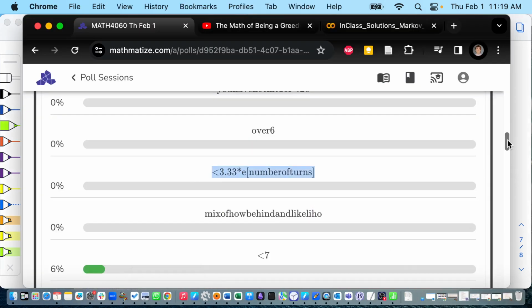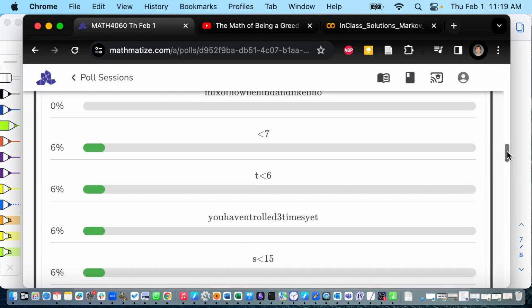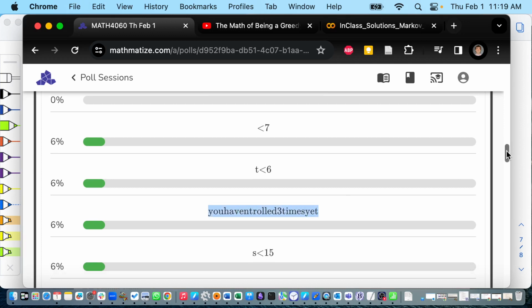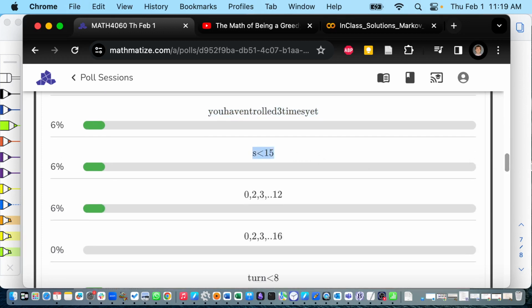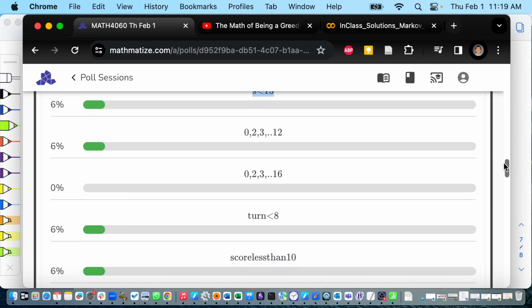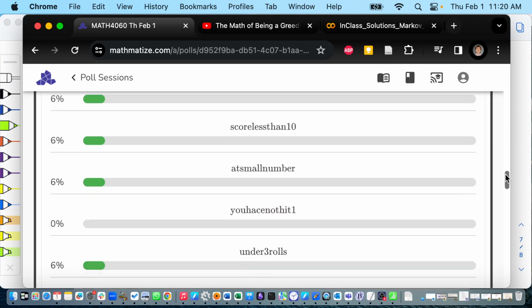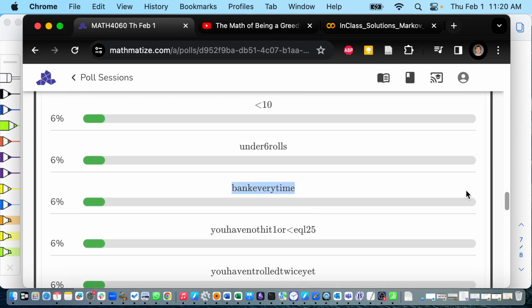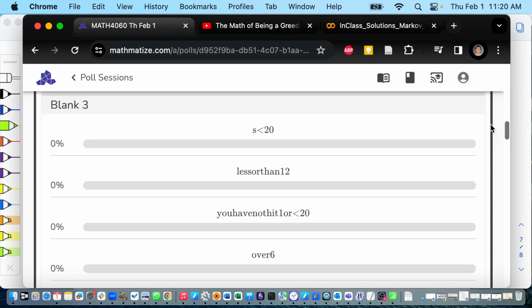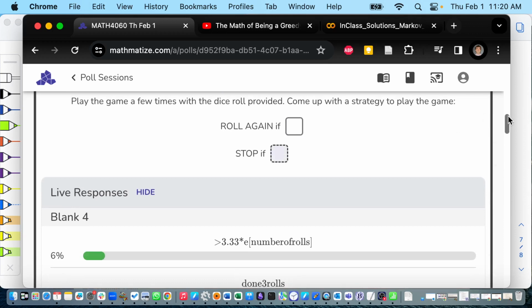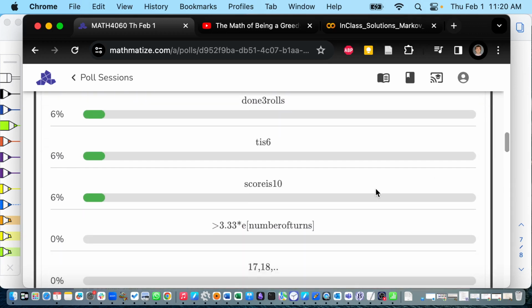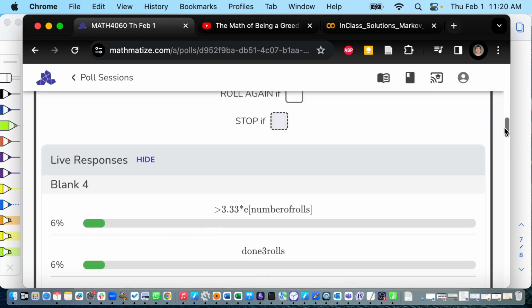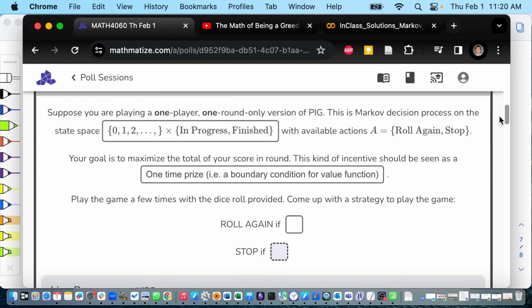Okay. Let's see, what else? So yeah, some people were doing that, the number of times you've rolled. Some people have these thresholds like 15 and so on. These people listed out the ones where they would do it. Some people said 16, 12, 10, and so on. Some people bank every time. I like that. That's great. So good. Okay. And when do you stop? Some people are doing the number of turns. Some people are doing above a certain number. So try to think about what it's going to be.